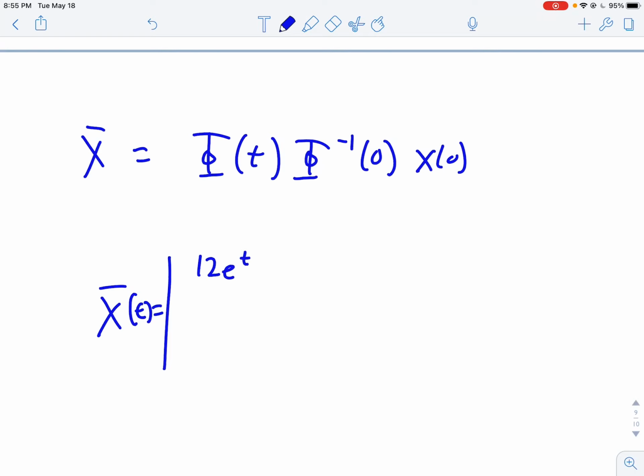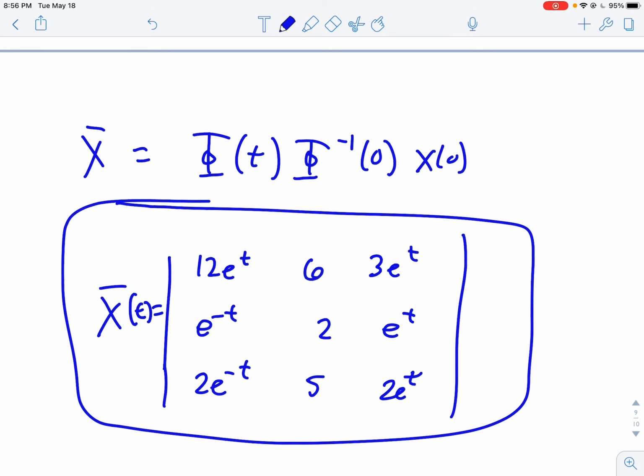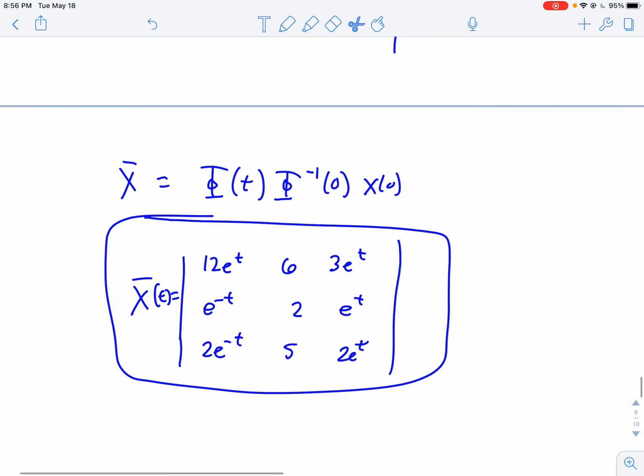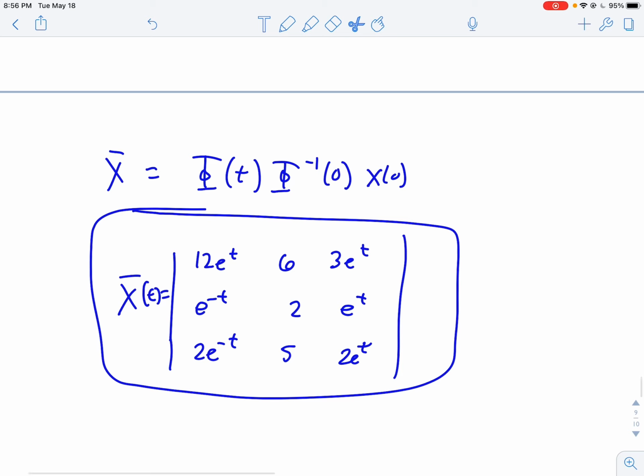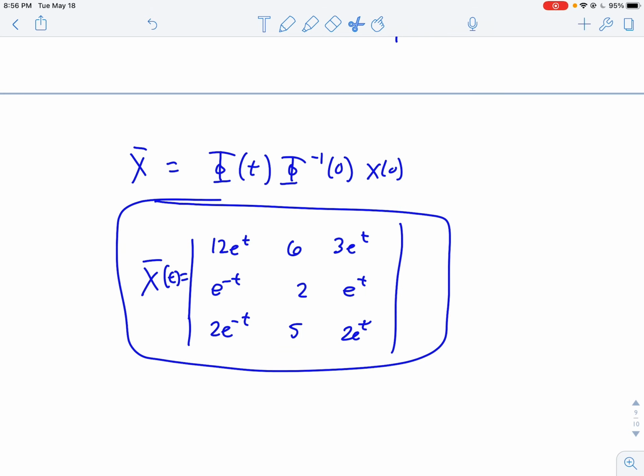12e to the t, 6, 3e to the t, e to the minus t, 2, e to the t, 2e to the minus t, 5, and 2e to the t. I skipped a lot of steps here in this last part, but basically what you do is multiply the fundamental matrix times the inverse fundamental matrix times our initial conditions, which gives us this answer.